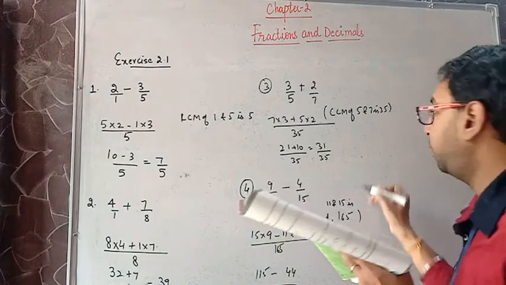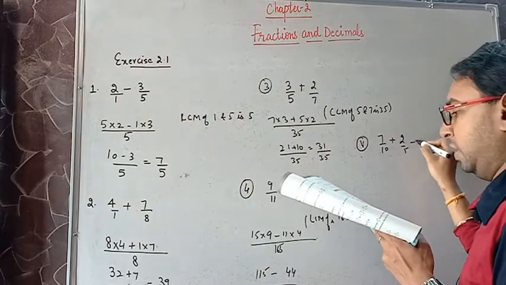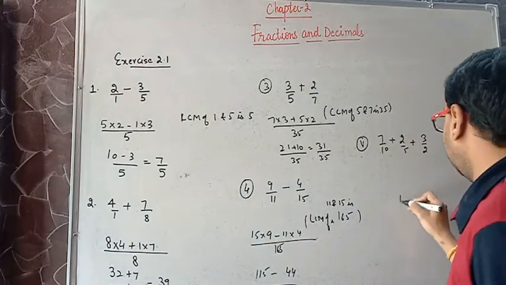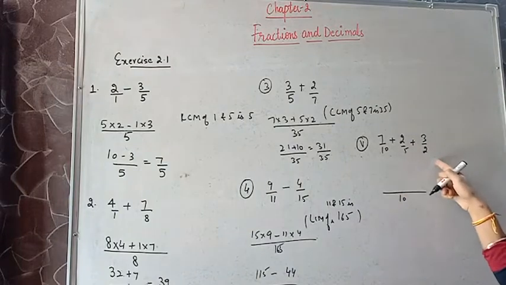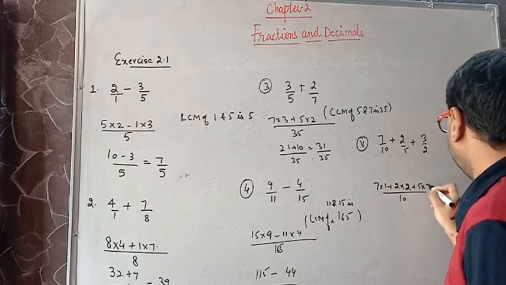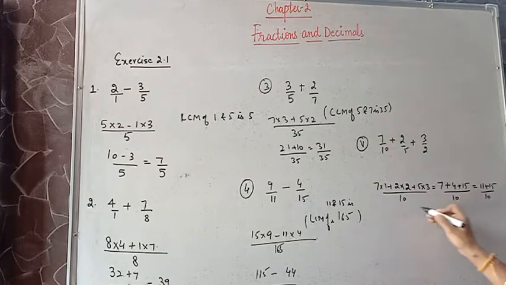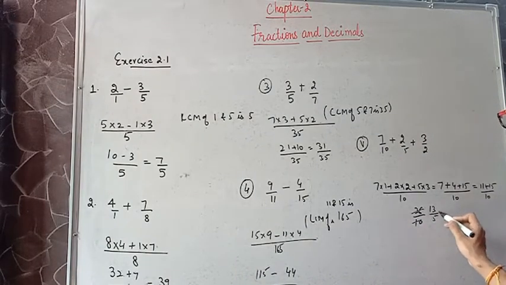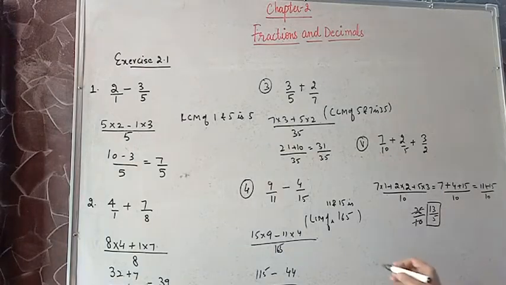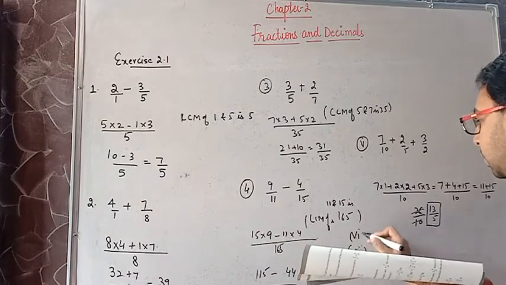Question number 5, fifth part. 7 by 10 plus 2 by 5 plus 3 by 2. Again LCM would be 10 because LCM of 10, 5 and 2 would be 10. 7 into 1, 2 into 2, 5 into 3, that is 7 plus 4 plus 15 by 10, that is 11 plus 15 by 10, that is 26 by 10. We can reduce it if we want, that is 13 by 5 is the answer. Next, sixth part. I am doing the 7th part, the 6th part is your homework, you can try.